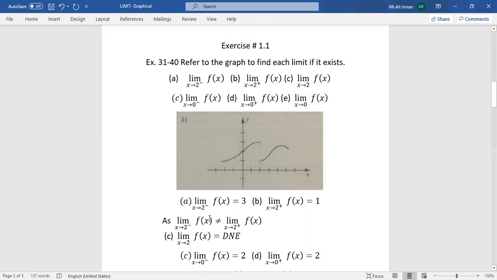In question 31, first of all, we will find the left hand limit at x is equal to 2. x approaches 2 negative means we will approach the limit from values less than 2. If this is the path of the limit, we will proceed to x is equal to 2. As we approach x is equal to 2, the value of function is 3. This is 1, 2, and 3, and the left hand limit at x is equal to 2 is 3.